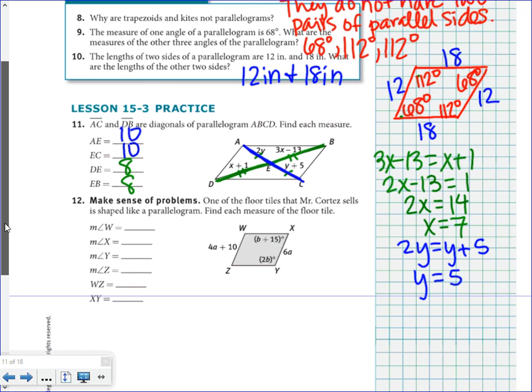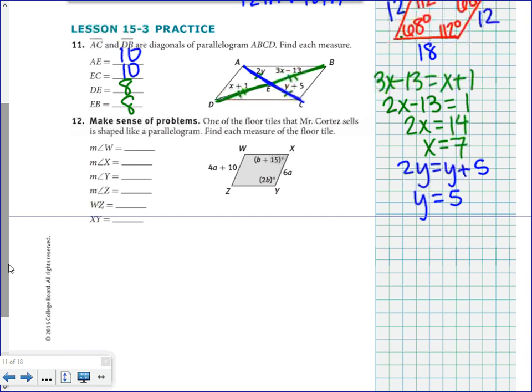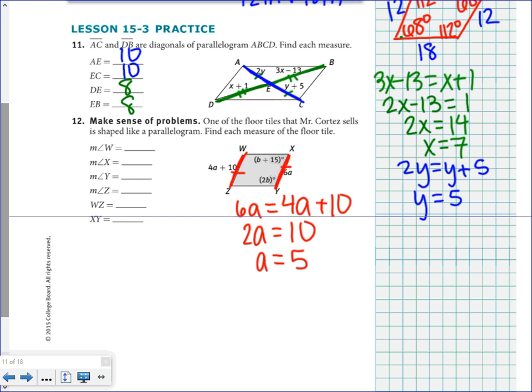Looking at number 12. They give us sides and angles. These sides are opposite, so they are congruent. So we can say 6a equals 4a plus 10. So subtract 4a, and I have 2a equals 10. Divide by 2, a equals 5. So then that means that this side is 30, and that means this side is 30. So WZ is 30, and XY is 30.